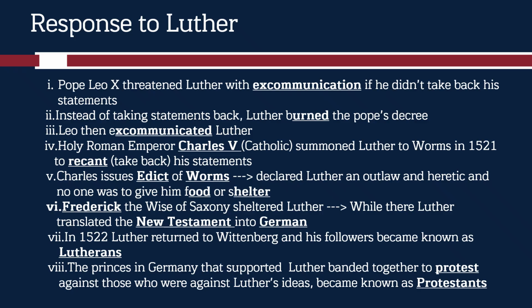The Holy Roman Emperor Charles V, who is Catholic, is going to summon Luther to the city of Worms in 1521 to stand trial and to have a chance to recant or take back his statements, which he will end up not doing. And Charles is going to issue the Edict of Worms, which is going to declare Luther an outlaw and a heretic, and that no one was to aid or abet him. No one was supposed to give him food or shelter.